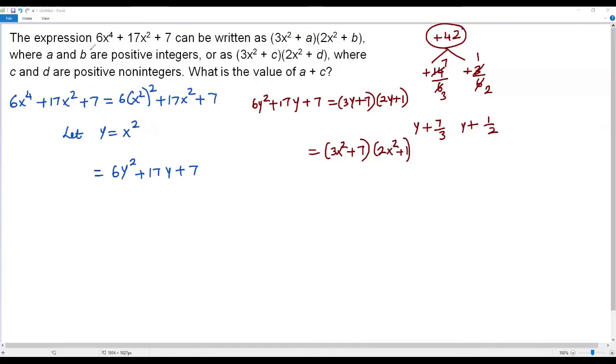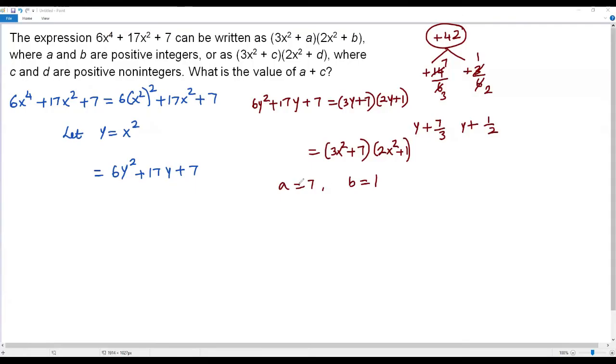Now I wrote the given expression as (3x^2 + a)(2x^2 + b), such that a and b are positive integers, because in the place of a and b we have the positive integers 7 and 1. So comparing this and this, I'm getting a equals 7 and b equals 1.